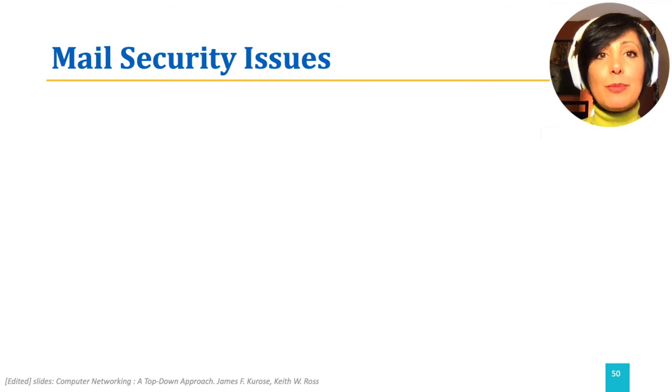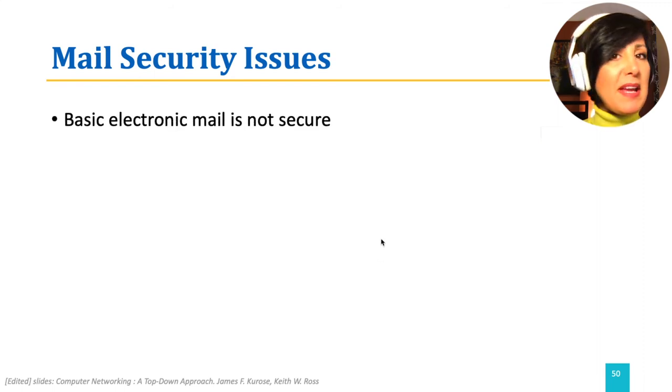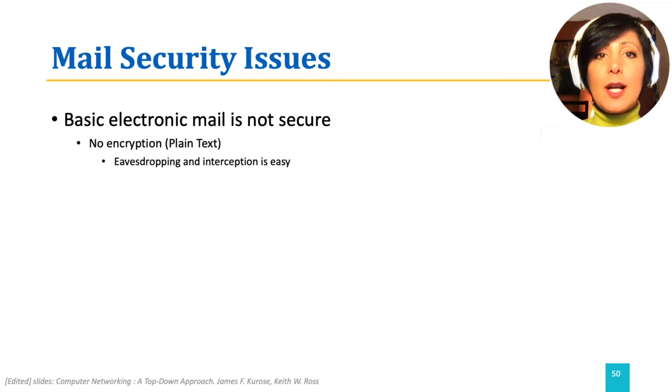Let's finish our brief electronic mail discussion with a few notes about its security. As you can guess from what we discussed, email is not inherently secure. First, the communication is not encrypted. It is plain text and human readable. Therefore, if someone intercepts email communication, they can understand the contents of the communication.